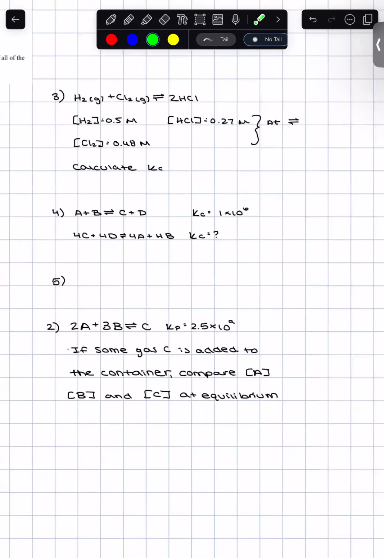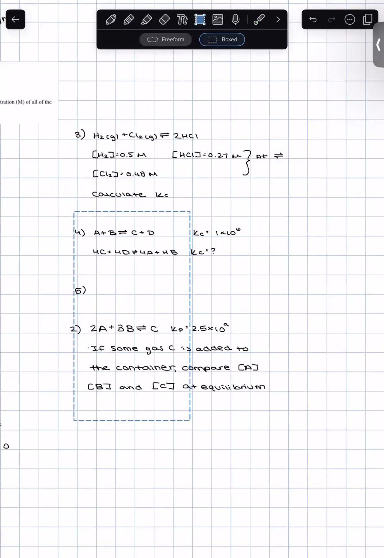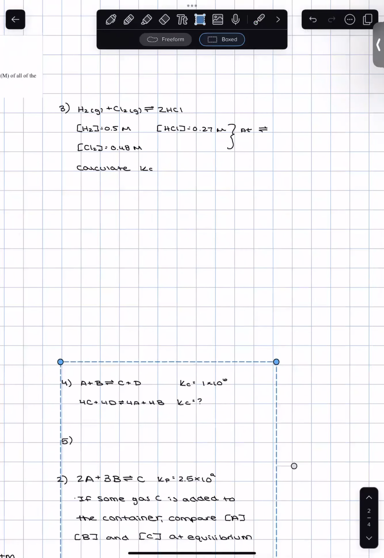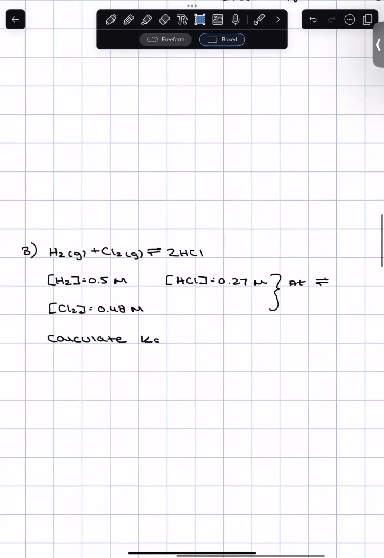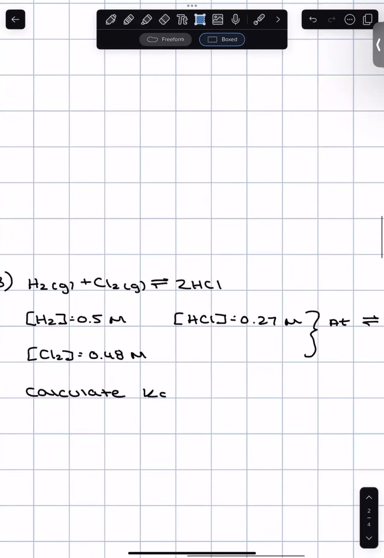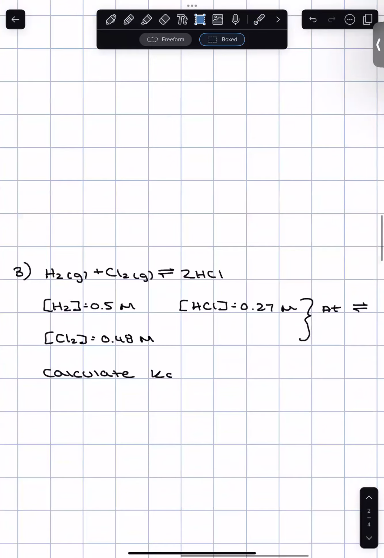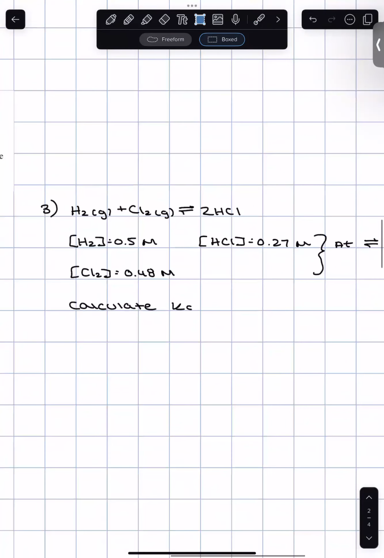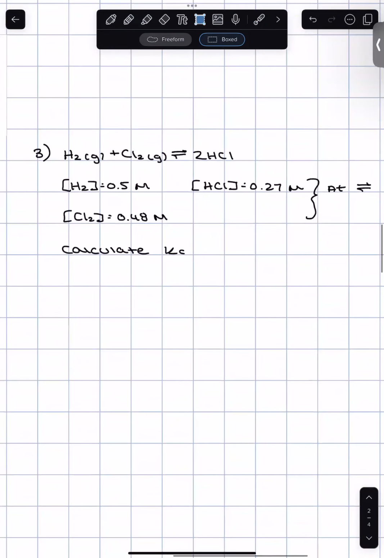All right. And let's go ahead. I'm going to give you guys a quick question here. This one's pretty simple, but I just want to make sure that we cover it. Calculate the KC constant for that question.